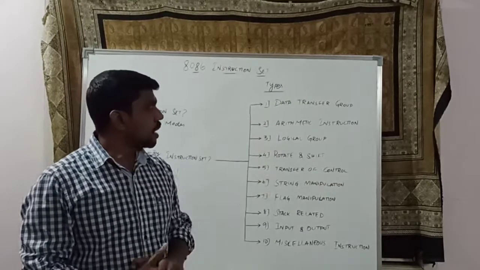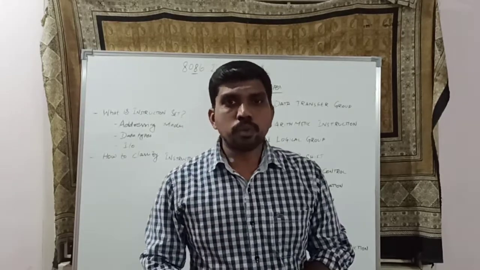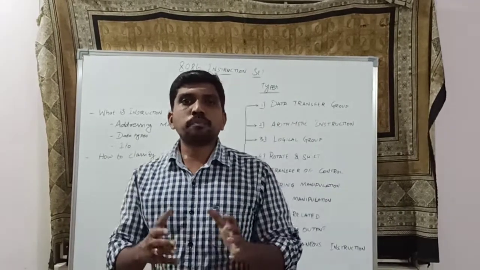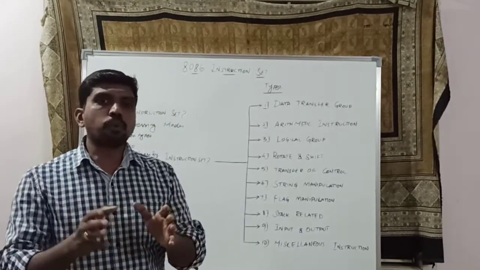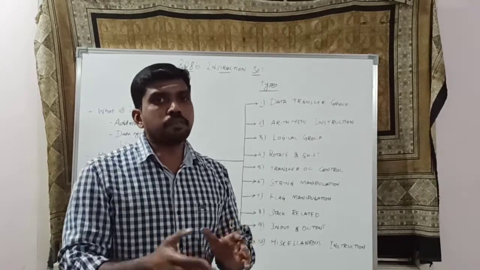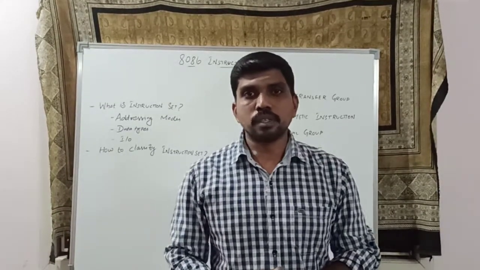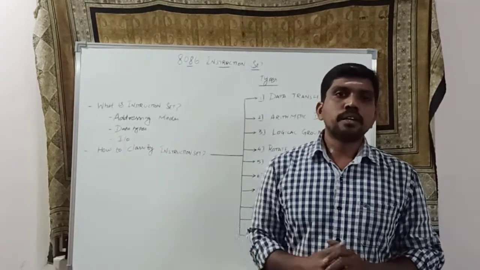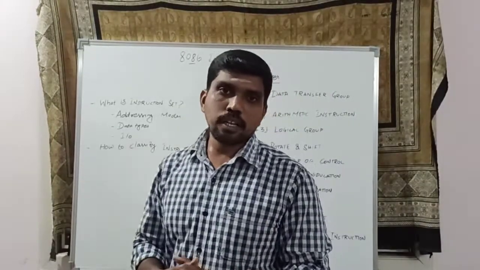The next one is the arithmetic instruction. We are already familiar with the arithmetic group instructions. So what is the arithmetic function? The arithmetic function performs addition, subtraction, multiplication and division. These four functions are performed in the arithmetic group, and we also include increment and decrement functions. So increment the memory location or decrement the memory location, you can access the data from memory. This kind of instruction comes under the arithmetic group.